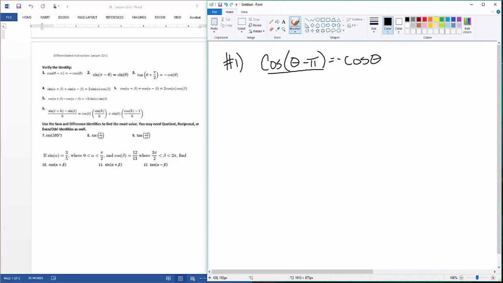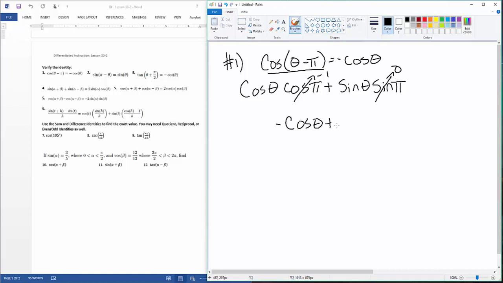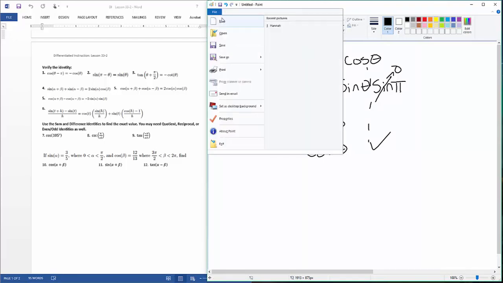This is a sum and difference identity. Cosine theta cosine pi plus sine theta sine pi. Well, cosine of pi is -1, sine of pi is 0, so this becomes negative cosine theta plus 0, which is negative cosine theta, and those are equal. Next one.